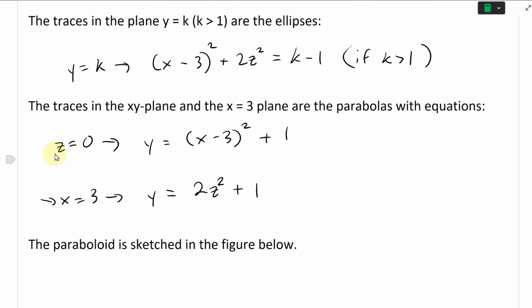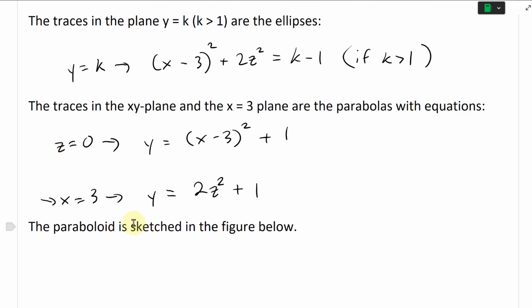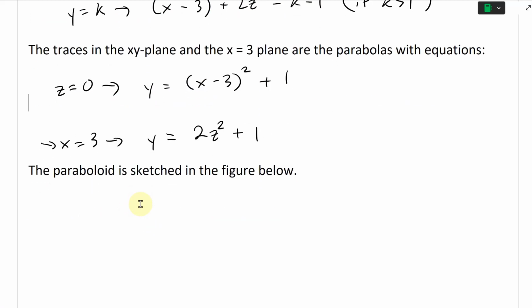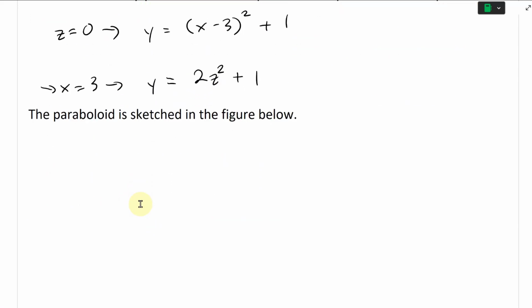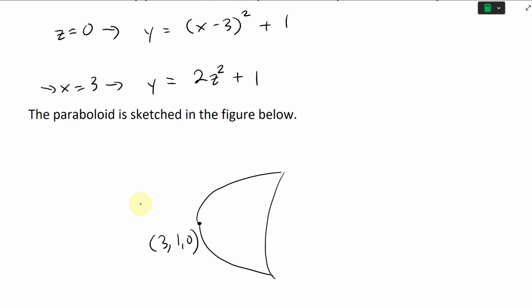All right, so now going further, we can draw this out. The paraboloid is sketched in the figure below. So it's going to be shifted over to 3, 1, 0. What I'll do is put this down here, 3, 1, 0, and it's going to look something like this. It's going to open up like this, and it's going to have an axis like that. It's going to have horizontal parabolas on the z equals 0 plane, and then vertical parabolas on the x equals 3 plane.